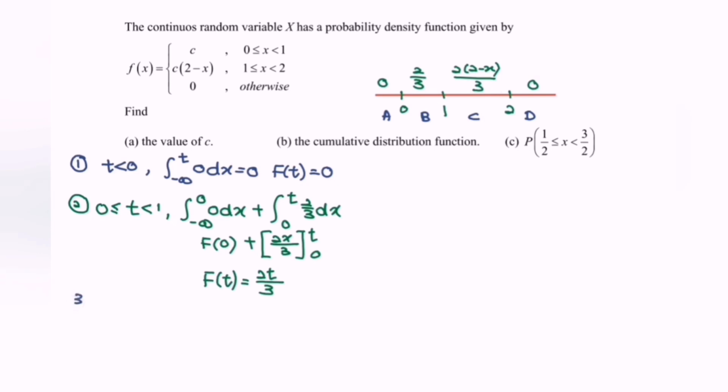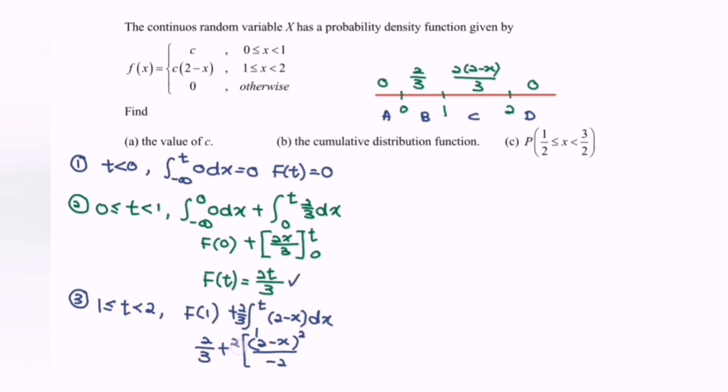Next, for the third part, part C, the domain is t greater than or equal to 1 and less than 2. For the function, we have F(1) plus integrate from 1 until t for the function 2 over 3 multiplied with (2 minus x) to the power of 1 with respect to x. Kindly substitute the F(1) into this part, and we will have 2 over 3 plus (2 minus x) to the power of 2 over negative 2 multiplied with 2 over 3 for the limit t and 1.